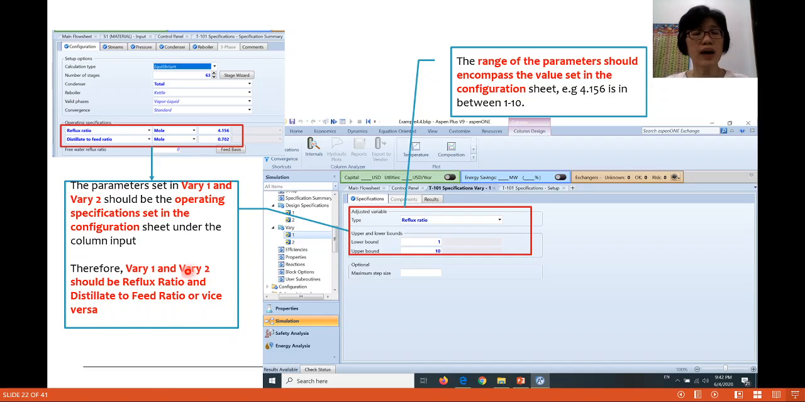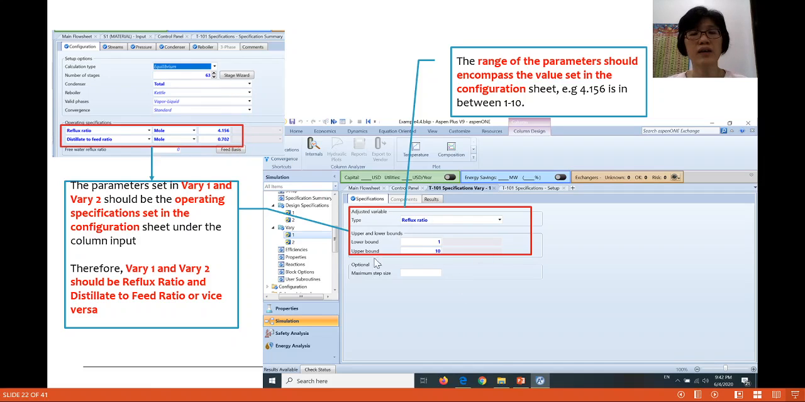How should we make a decision on which parameter we should vary? Okay. So typically we will refer to the configuration page of the RADFRAC. So this is the configuration page. Under this page, the parameters that we have are reflux ratio and distillate to feed ratio. So obviously we are going to vary these two. Okay, and of course there are cases where you can also vary the number of stages. But before you vary the number of stages, you should vary these two operating conditions. Okay, so let's put it in.